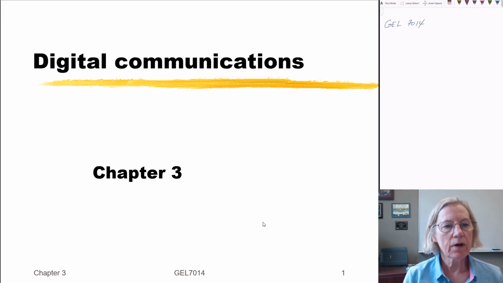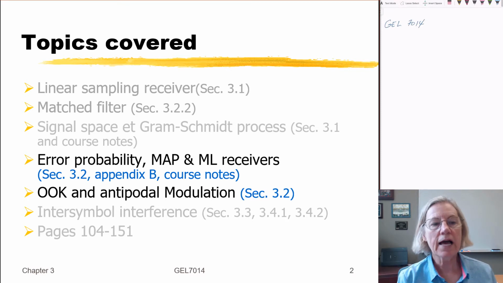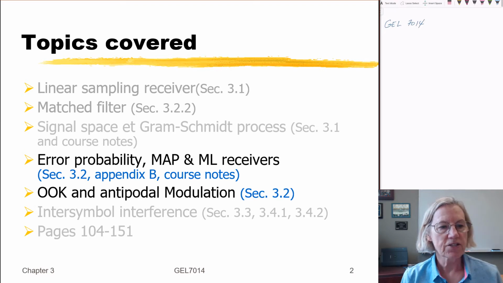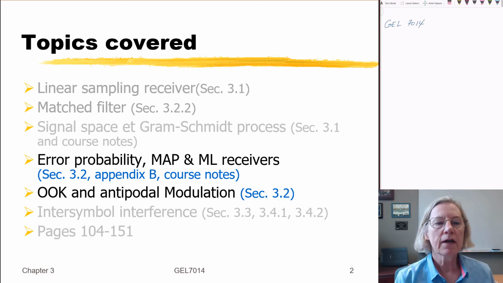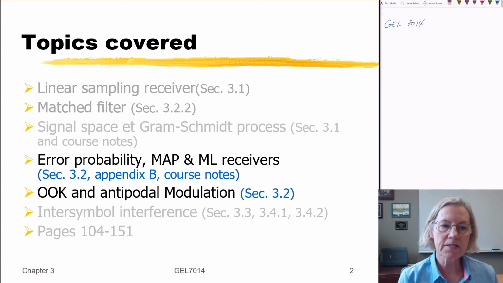Today we continue our coverage in Chapter 3, and in particular we'll be discussing error probability calculations for both the MAP and the maximum likelihood. This is covered in Section 3.2 of the book. Also, the review of probability theory is covered in Appendix B, and of course there are also the course notes.